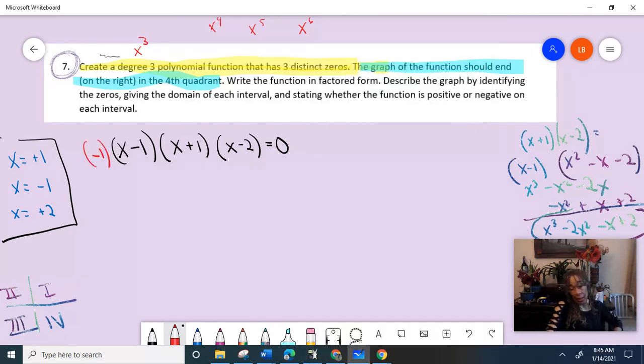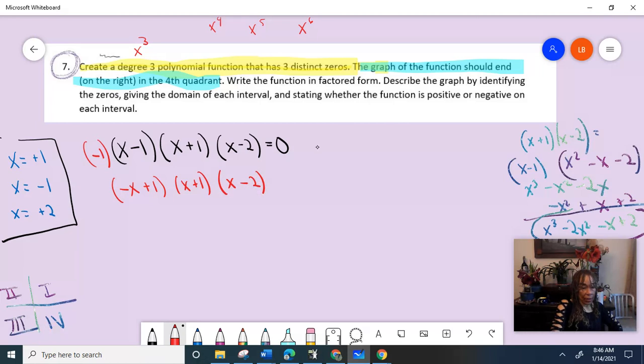And I can just type that into the calculator, or I can distribute the -1 to prove to you guys that it still works, because I'm just going to distribute into here. So now I've got -x plus 1. And the reason I did that was to make sure I still have the same solutions. The solutions should not change.